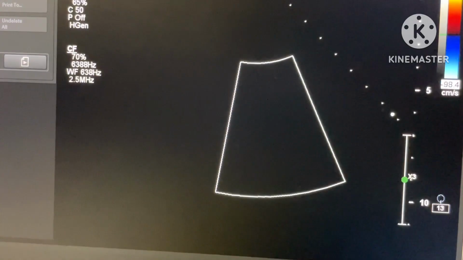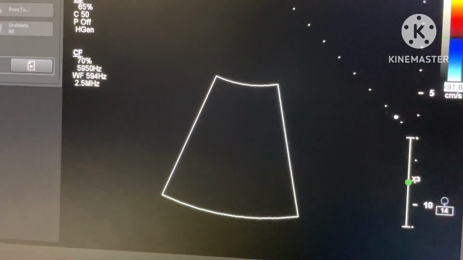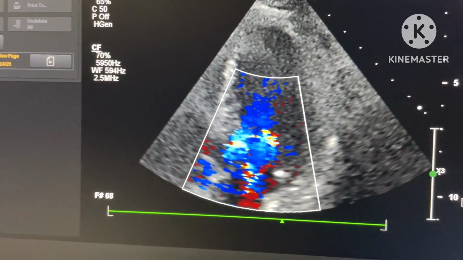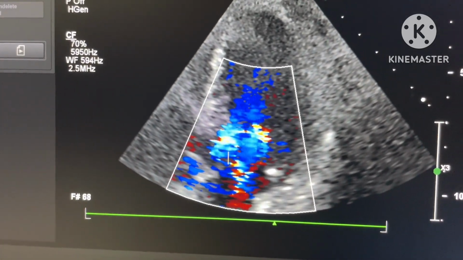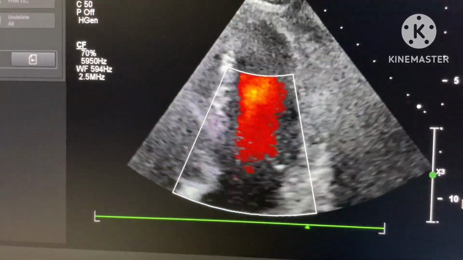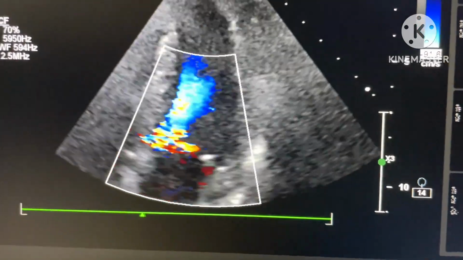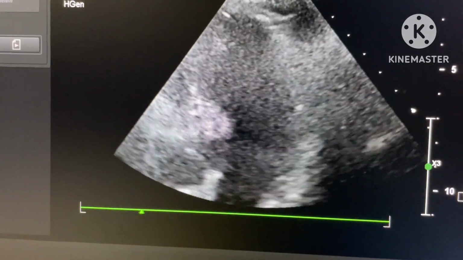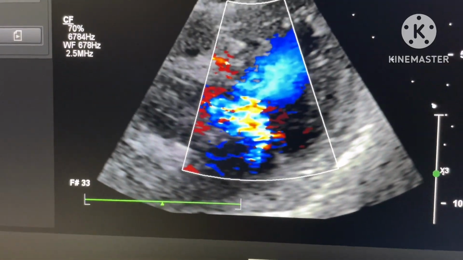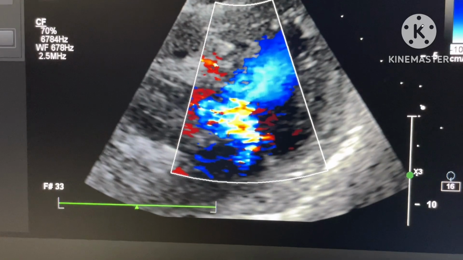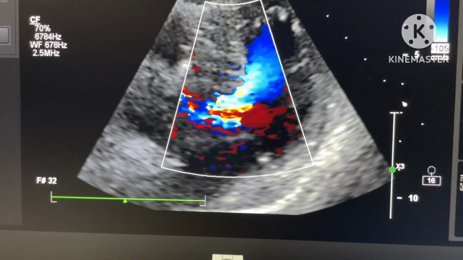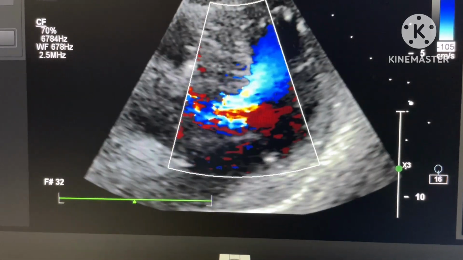In this image, you can see this is the eccentric MR jet here. This is the eccentric MR jet. You can see the eccentric MR jet also. This is the eccentric MR jet. So with SAM, you will also see the eccentric MR jet.